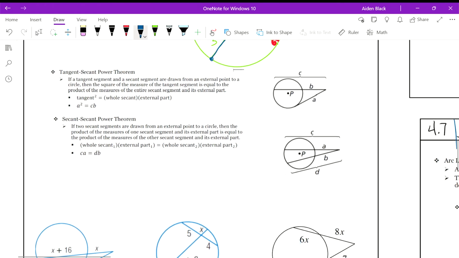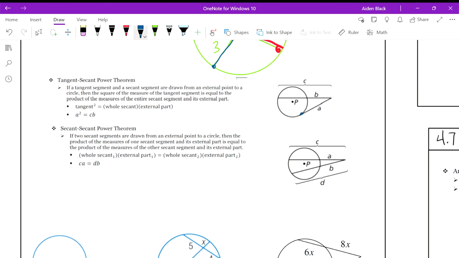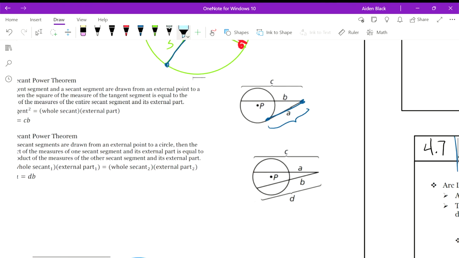Now, with the tangent secant power theorem, notice you'll have to square the tangent. Okay, you can see right here, you'll have to square the tangent. But with the secant, what you have to do is you need to take the external part. So here that's b, and you will have to multiply it by the entire secant. Okay, I think we have an example problem we can walk through real quick.